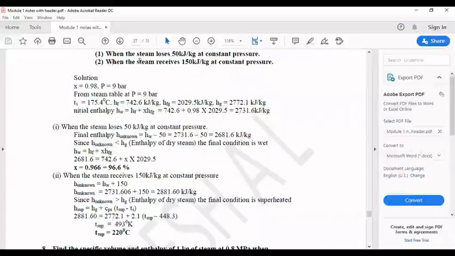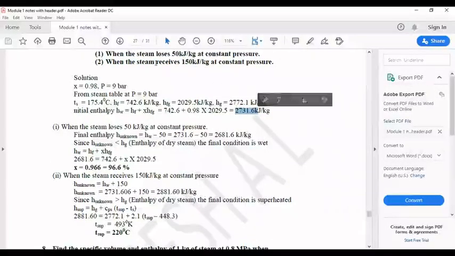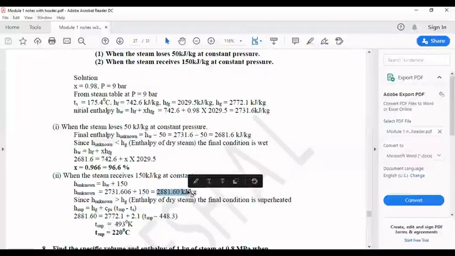Then in the second question, when the steam receives 150 kilojoule per kg, what I must do? This is the initial value, no? 2731.6. This is the initial value. If it receives 150, that means for this initial value, I should add 150. So HW plus 150, I have added, because it is receiving. It has to be added. After adding 150, I have got 2881.60. So this is the final enthalpy after adding 150 kilojoules.